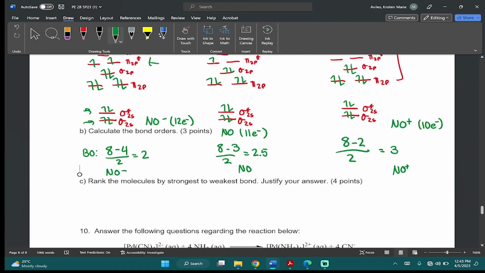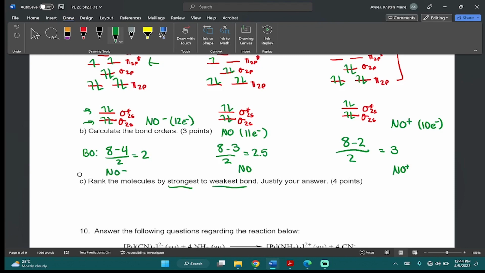For part C, they want us to rank the molecules now from strongest to weakest bond. So how does that relate back to my bond order? Are you saying the largest bond order is the strongest bond? Yes, exactly. So the largest bond order means we have the strongest and shortest bond. Oftentimes bond order does correspond to the actual types of bond that we have. So I like to think of, if I have 3, that most likely means I have a triple bond. If I have 2, that most likely means I have a double bond. And if we're just thinking about a double bond versus a triple bond, we know triple bonds are much shorter, but also much stronger than double bonds.